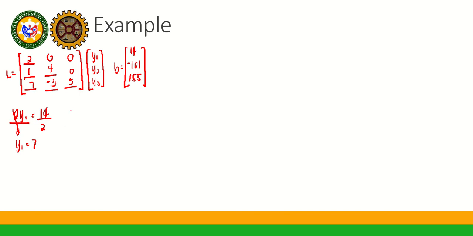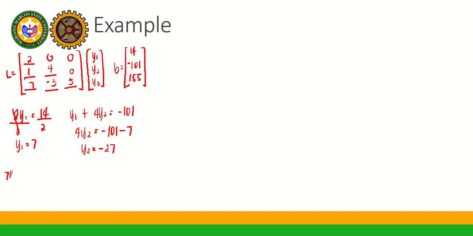So, this is equal to y1 plus 4y sub 2 is equal to negative 101. So, this is equal to 4y sub 2 equal to negative 101. And y sub 1 natin is positive 7. So, transpose to the other side, that will be negative 7. And y sub 2 is equal to negative 27.